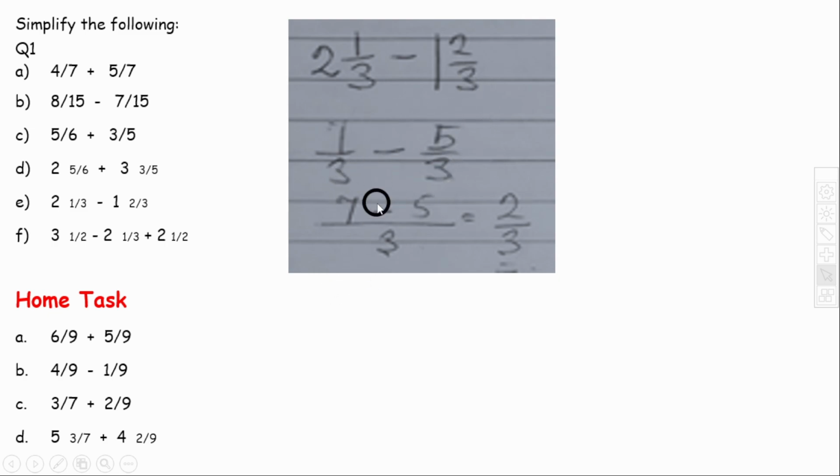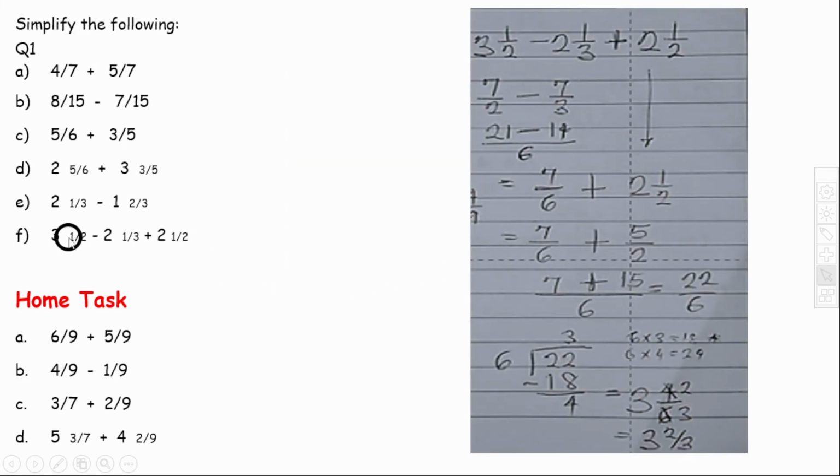Now you can see that we have the same denominator. So we write down that one here, the denominator. Then we subtract the numerators. 7 minus 5 equals what? 2 all over 3. This is our final answer. Now let's go to the next question.